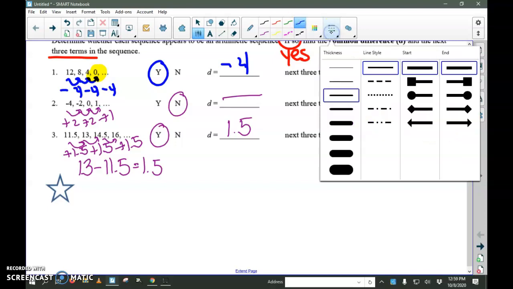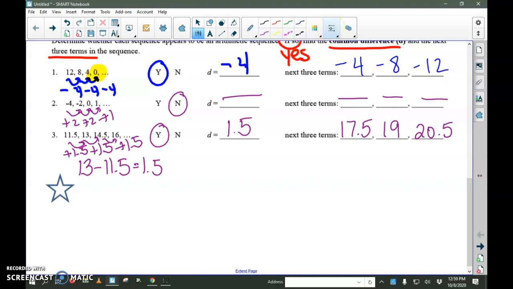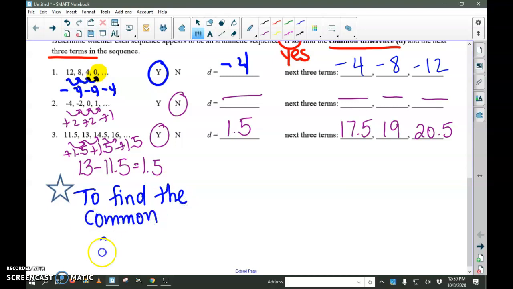So what I actually want to do is point out what this little strategy was. That's what this star here is for. The star here is to have a strategy to find the common difference. And while in math I know that we're used to formulas that have variables or numbers in them, this is going to be more some words to describe how to find this common difference.